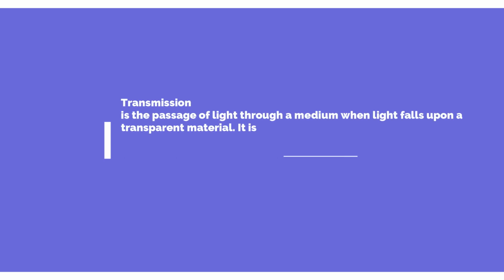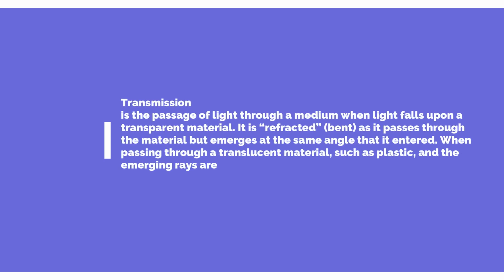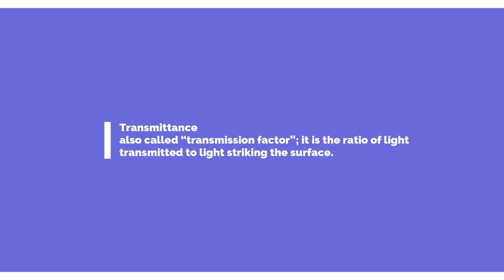Transmission is the passage of light through a medium. When light falls upon a transparent material, it is refracted, bent as it passes through the material, but emerges at the same angle that it entered. When passing through a translucent material, such as plastic, and the emerging rays are spread in all directions, it is called diffused transmission. Transmittance, also called transmission factor: the ratio of light transmitted to light striking the surface.